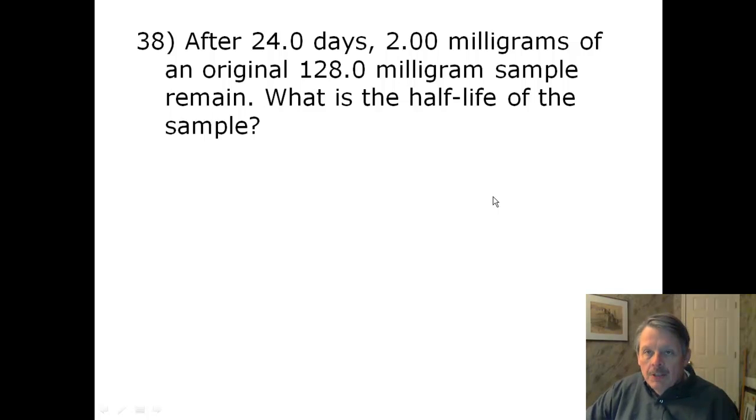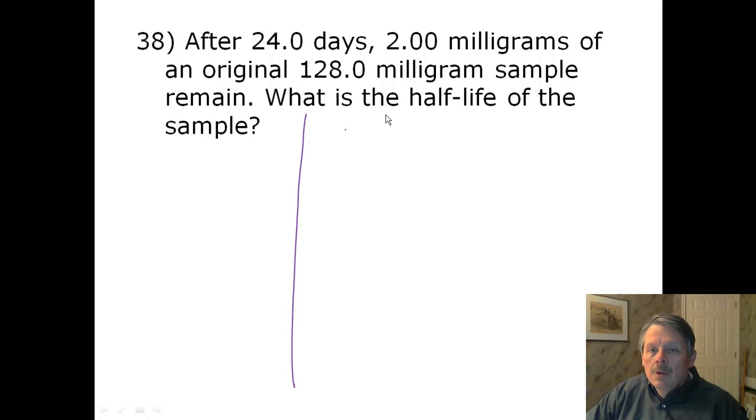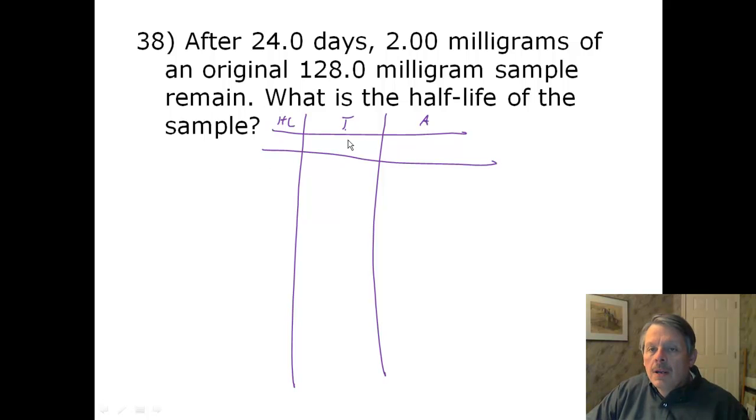All right, let's try another one. We are starting with a 128 milligram sample. Where's my little mouse? Here you are. Thank you. So let's put half-life up here, and time, and amount. All right, and we start at time 0, because we have half-life 0, and we're starting with 128 milligrams. And we want to end up down here somewhere at 2 milligrams. So let's see how far we have to go.